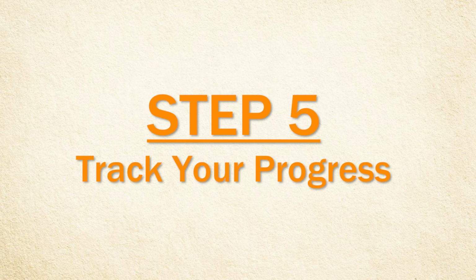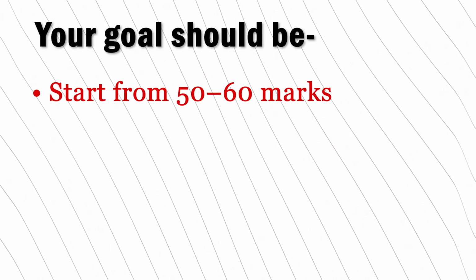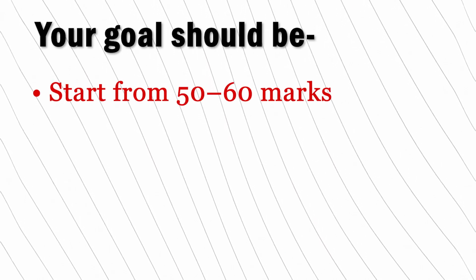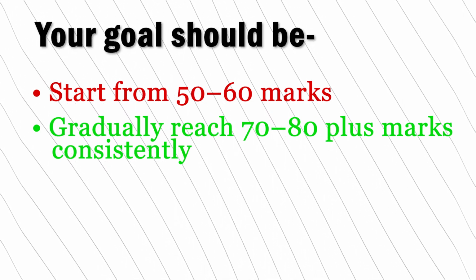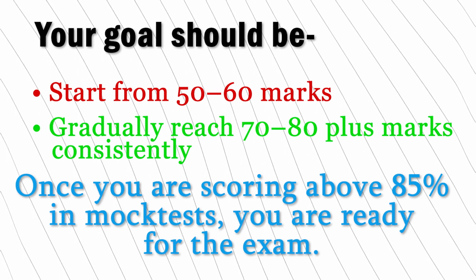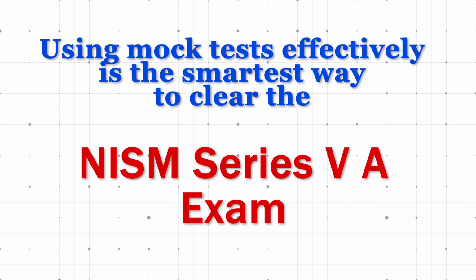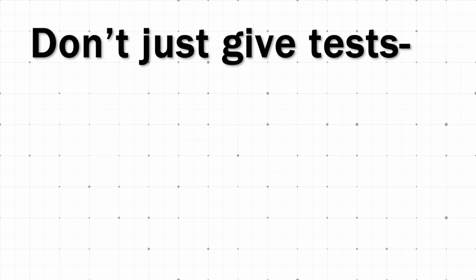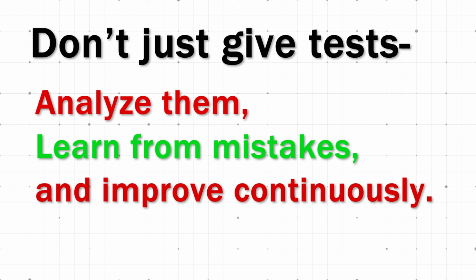Step 5. Track your progress. Keep a record of your scores. Your goal should be to start from 50 to 60 marks, and gradually reach 70 to 80 plus marks consistently. Once you are scoring above 85% in mock tests, you are ready for the exam. Using mock tests effectively is the smartest way to clear the NISM Series 5A exam. Don't just give tests, analyze them, learn from mistakes, and improve continuously.